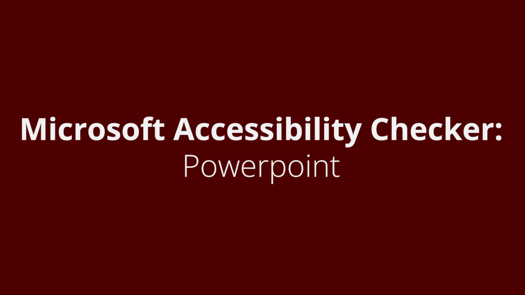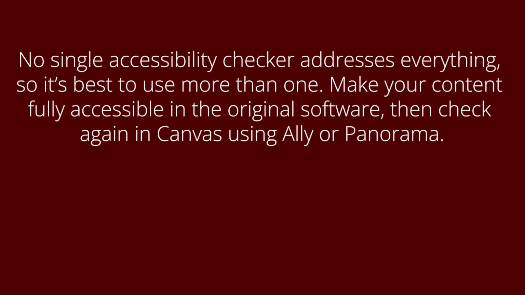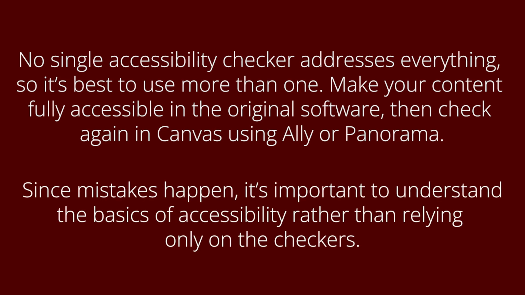But first, you should know that no accessibility checker addresses everything, so it's best to use more than one. Make your content fully accessible in the original software, then check again in Canvas using Ally or Panorama. Since mistakes happen, it's important to understand the basics of accessibility rather than relying only on the checkers.